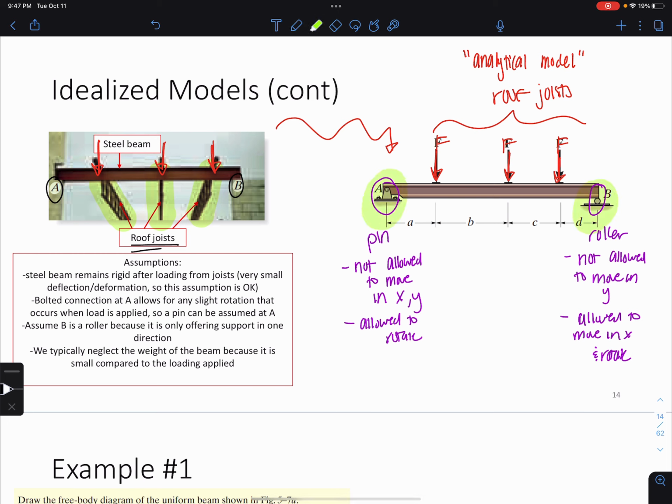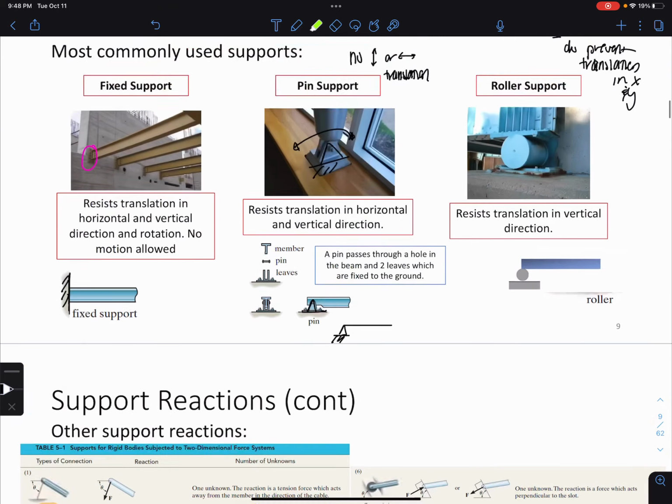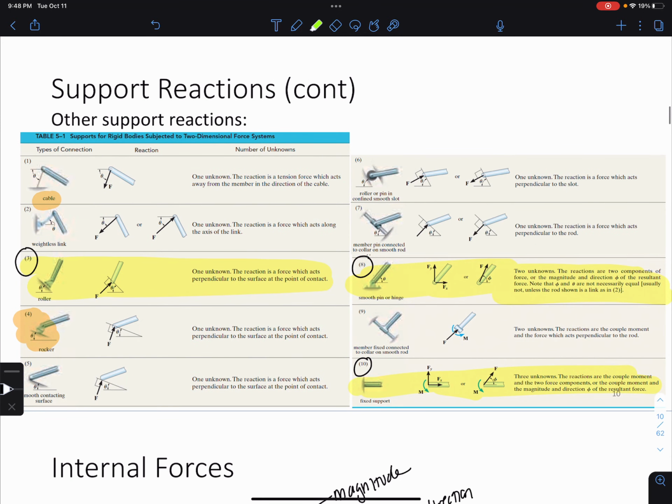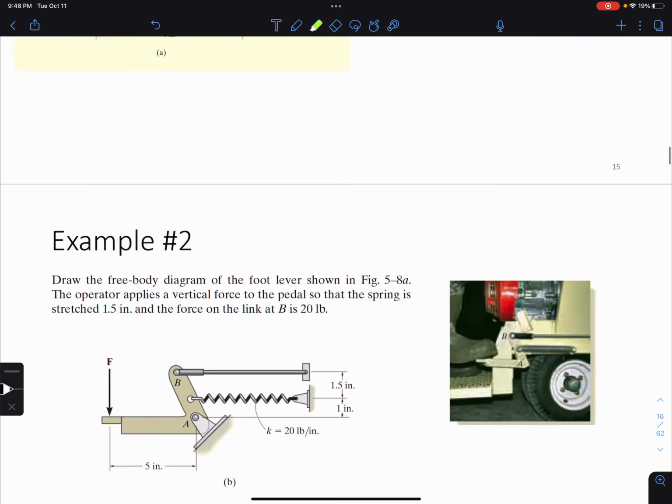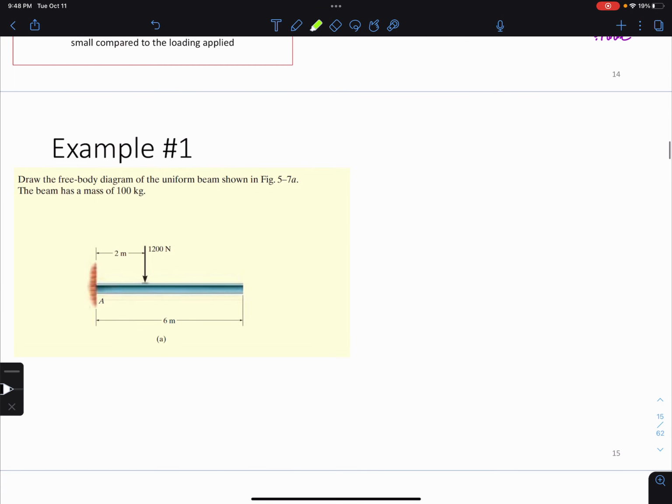In our problems, I will give you these support conditions. You don't have to come up with them yourself, and I'll explicitly tell you what they are. So I'll say this is a fixed support, this is a roller, this is a pin, but you would have to go to this table or eventually be really quick in knowing what reactions occur due to what types of supports. Okay, so let's go ahead and try example 1, where we're going to build an FBD.